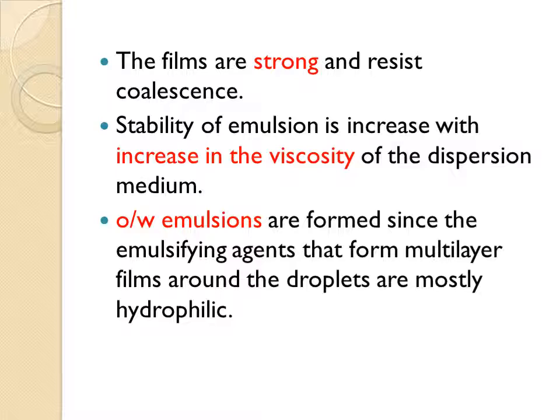From plants we get acacia, tragacanth, agar, and pectin. These are the vegetable or plant sources of hydrophilic colloids. From animal sources we get gelatin, cholesterol, and lecithin. These are the types of molecules we obtain from animals. Before synthetics, we go for the semi-synthetics, which are cellulose derivatives.